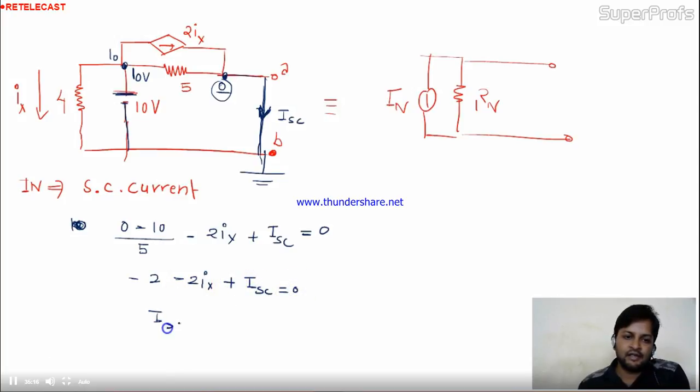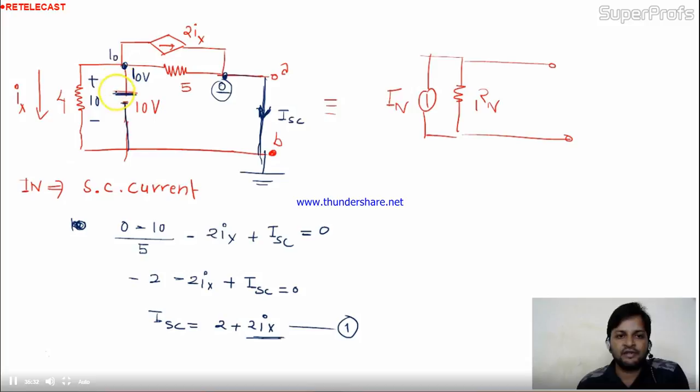So finally you are having 2 plus 2ix. This is your equation 1. Now the question is, what is the value of ix? See, this is the ix. What is the voltage across the 4 ohm resistance? This is 10, because this is the 10 given over here. 10 is the voltage in between this point and this point. This is the 10 volt across 4.